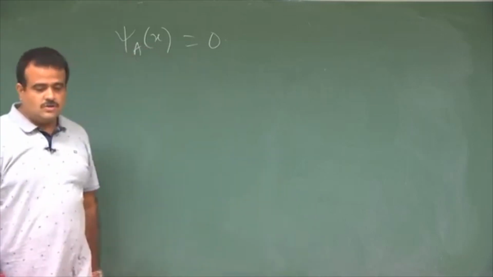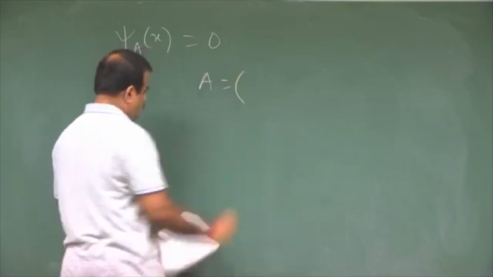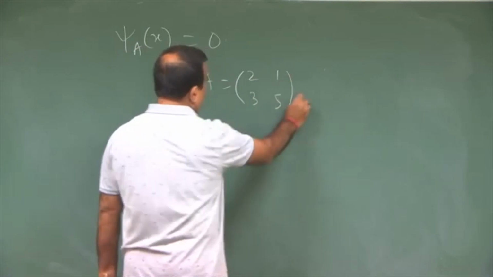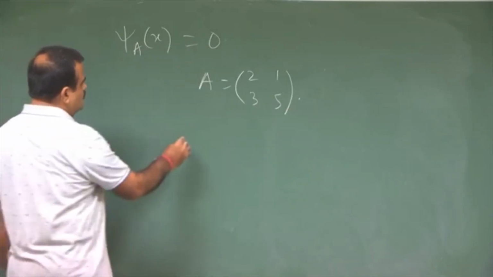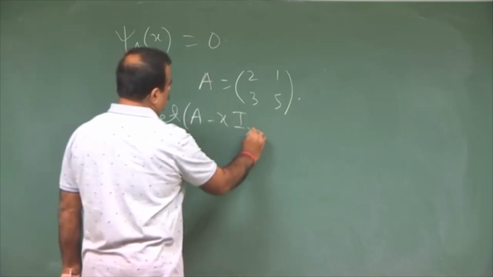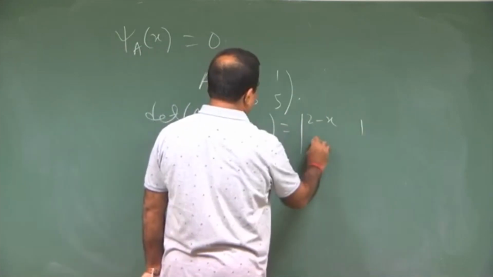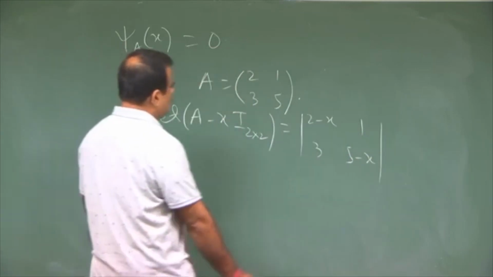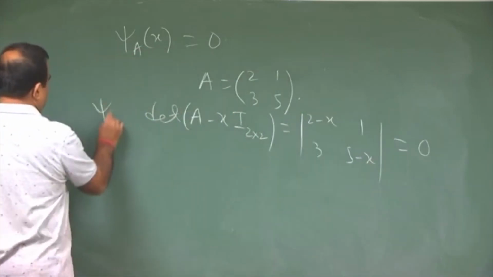So, we will take a simple example. Say A is a 2 by 2 matrix, which has to be a square matrix, with rows 2 1 and 3 5. Now, we want to find the corresponding characteristic equation for this. So how to get that? We have to get the determinant of A minus x I_2. This is nothing but the determinant of the matrix with rows 2 minus x, 1 and 3, 5 minus x. We want to equate this to 0, and that will give us phi A of x.